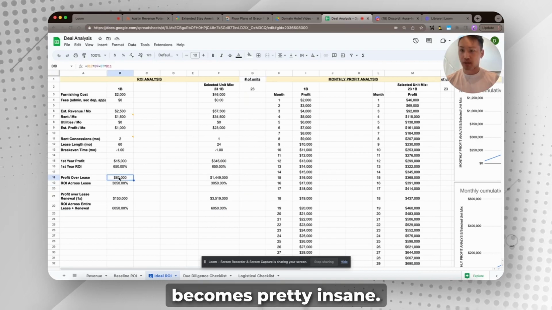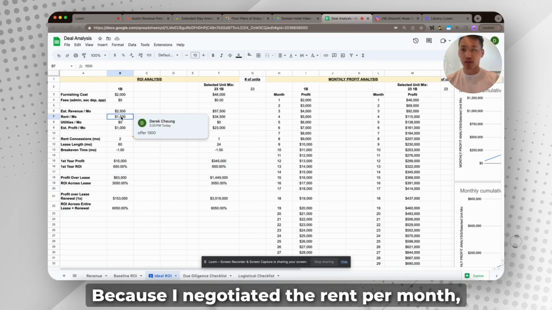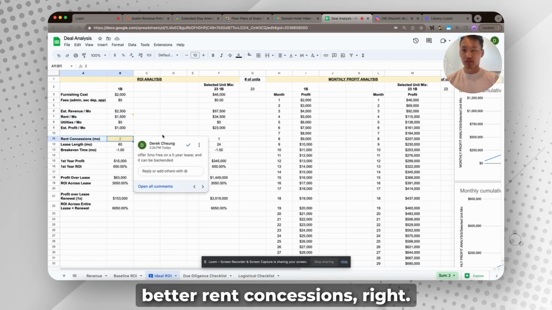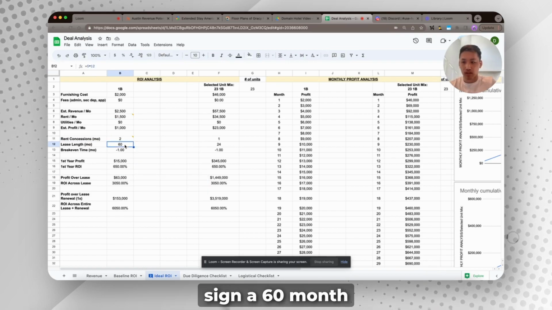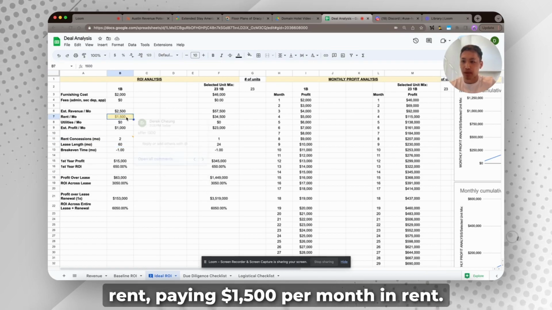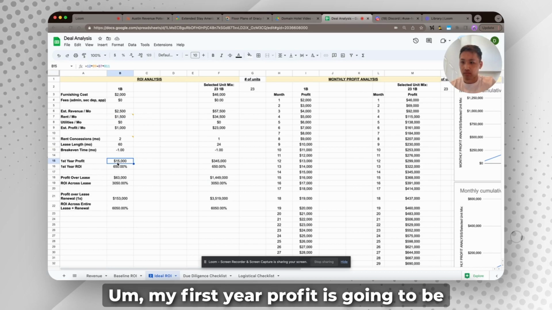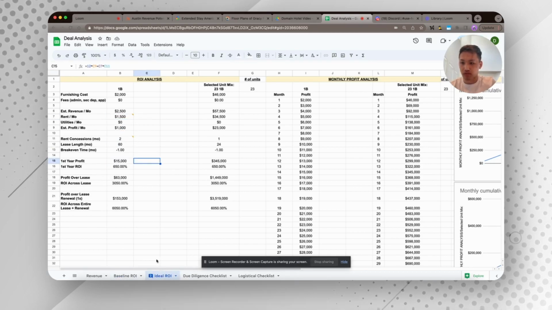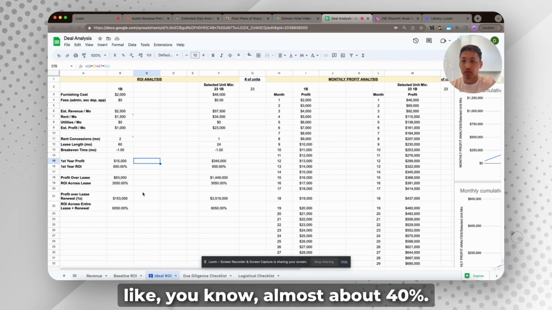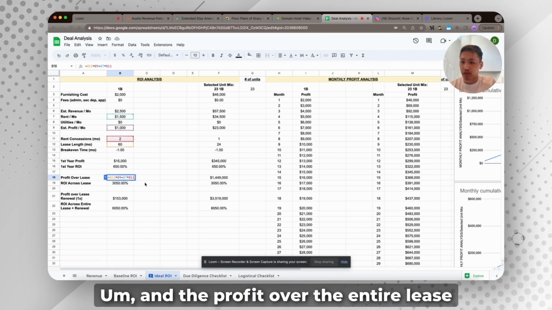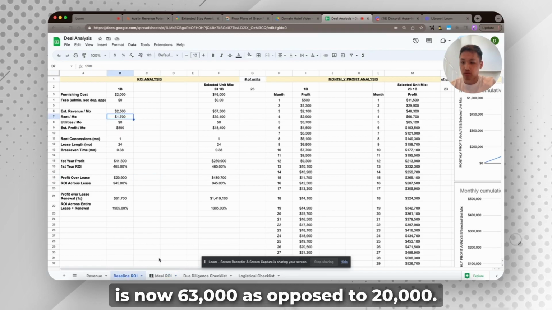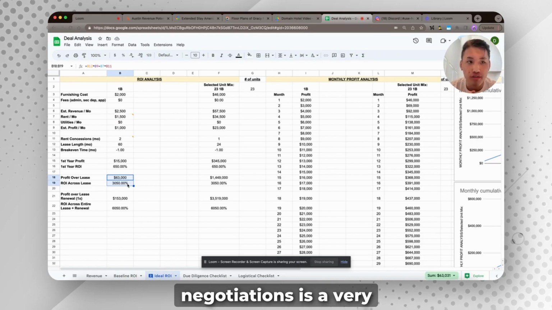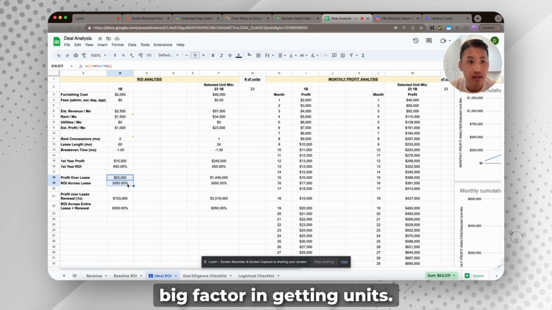Profit over lease becomes pretty insane. Why? Because I negotiated my fixed monthly cost down, and I'm looking to negotiate better rent concessions, right? So let's say I sign a 60-month lease, get 2 months free rent, paying $1,500 per month in rent. My first year profit is going to be $15,000 as opposed to $11,300. That boosts it by almost 40%. And the profit over the entire lease is now $63,000 as opposed to $20,000. That is 3x, right?